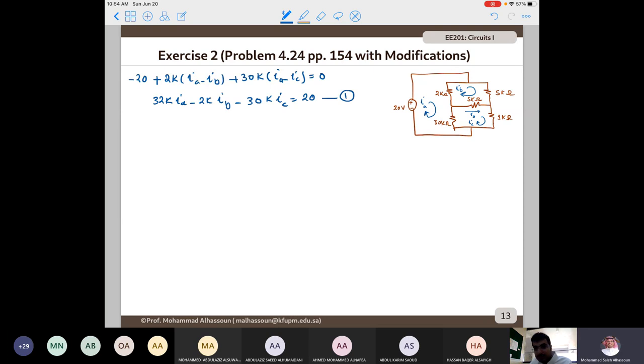Okay. The second equation, let me look for a new name here. You want to start from this point. Okay, 5k IB, plus 5k (IB minus IC), plus 2k (IB minus IA). Okay, good. So if I simplify it, I will get minus 2k IA.